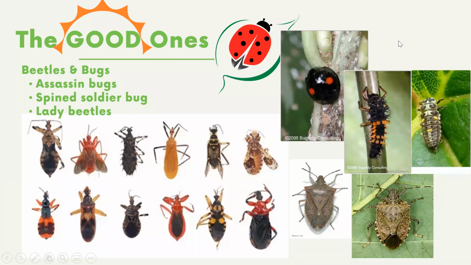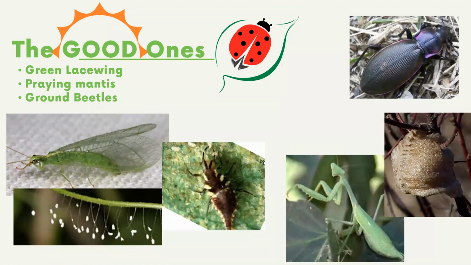So there's some of the good guys, good ones. I'm going to have another slide or two about good ones. To the left, these are green lacewings. Green lacewings are maybe about a half an inch long. They fly rather lazily and not very skillfully around.